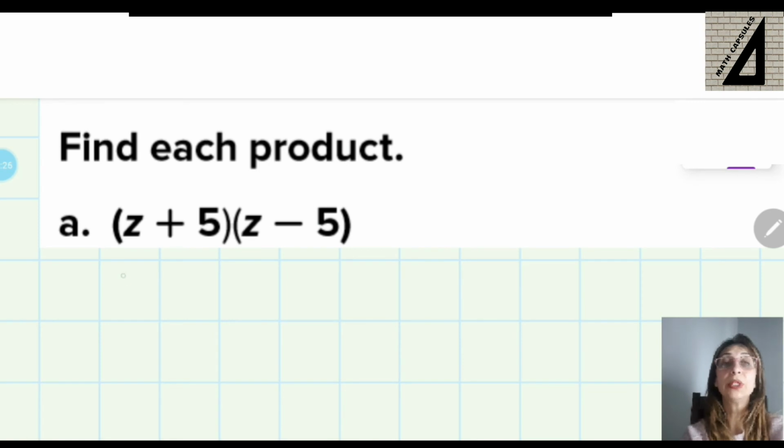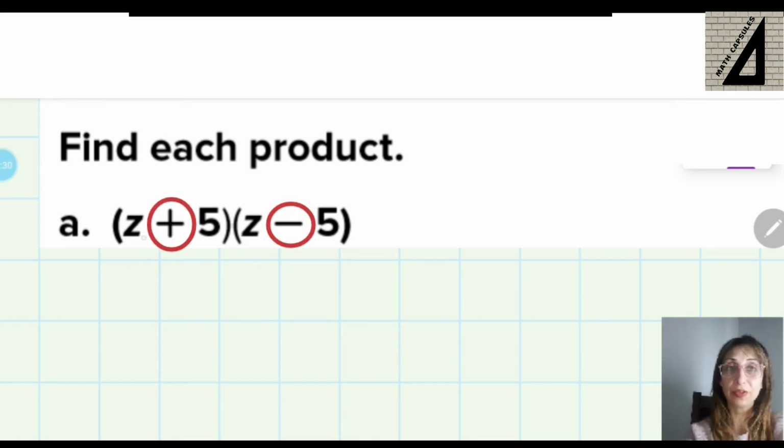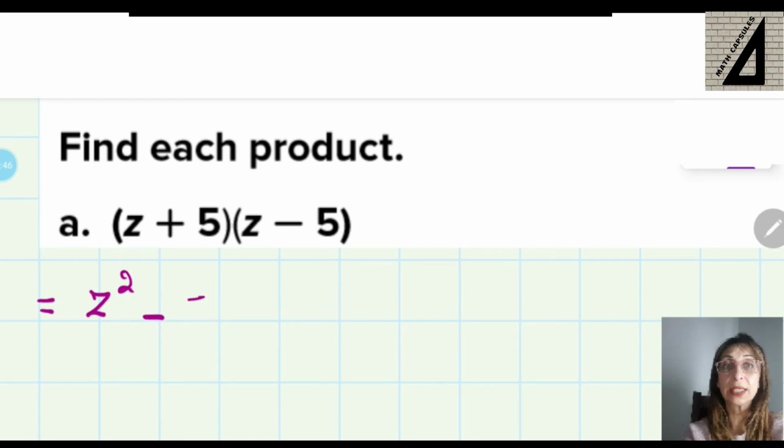Let's look at this example. We have (z plus 5) times (z minus 5). They are the same two monomials, one time with plus or sum and one time with a difference, and we have to know what is the product between them. So we know that this is equal to, directly, the first term squared minus the second term squared, which is equal to z squared minus 25.